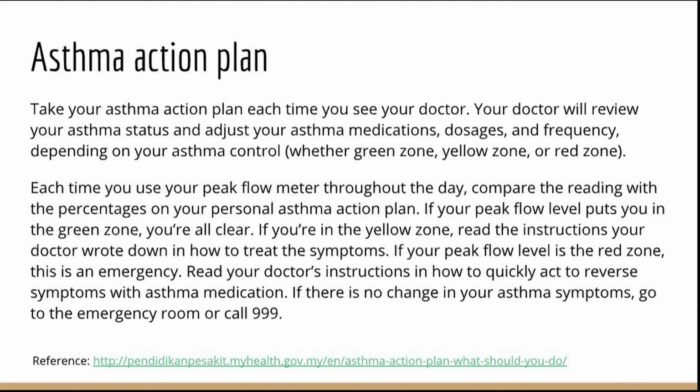If the peak flow rate falls under the green zone, that means the patient has good asthma control. However, if it falls under the yellow zone, the patient has to follow the instructions written down by the doctor in the asthma action plan. If the peak flow level falls into the red zone, this is an emergency and the patient should immediately attend an emergency department or call for an ambulance.